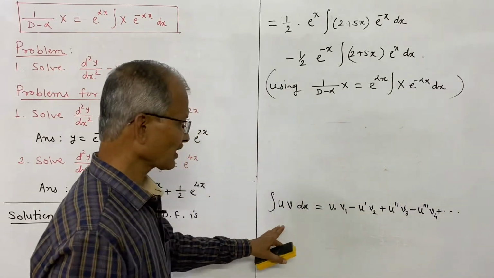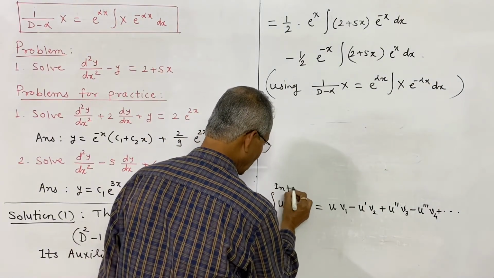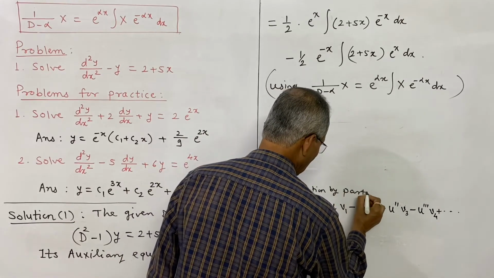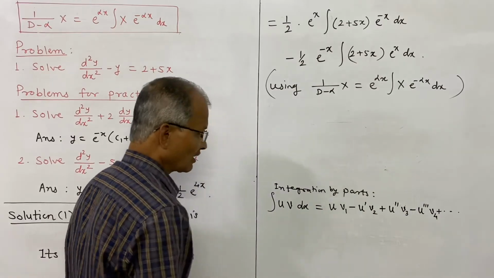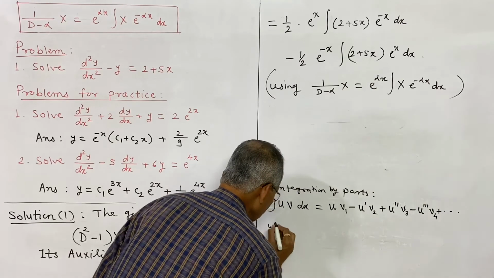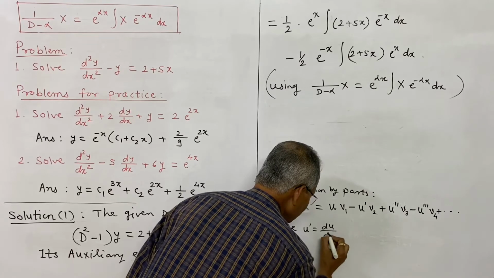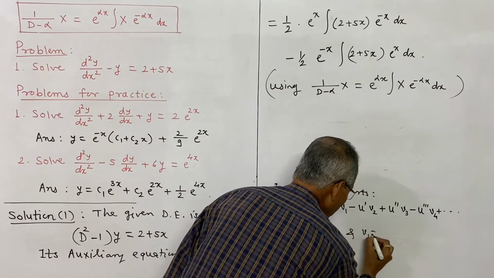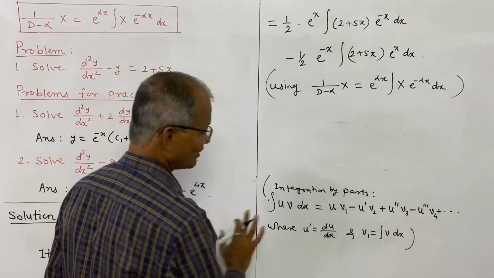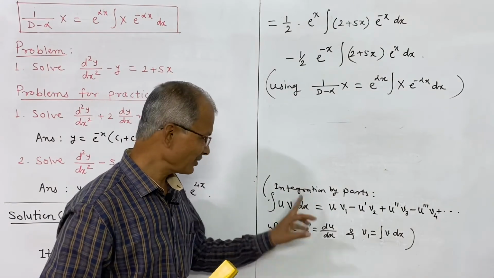So this is the integration by parts in succession. The u dash prime notation stands for derivative, where u prime stands for du by dx, and v1 stands for integration of v with respect to x. So this is the rule of integration by parts in succession. It is easy to remember.